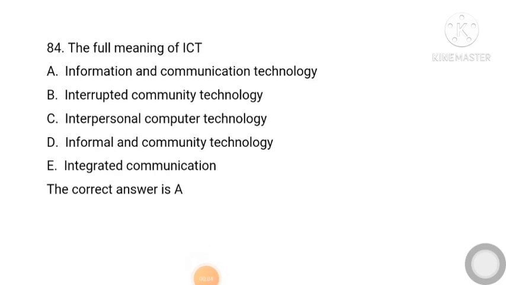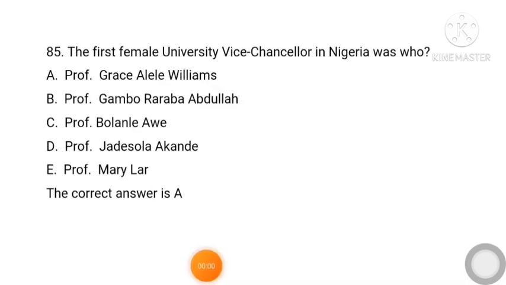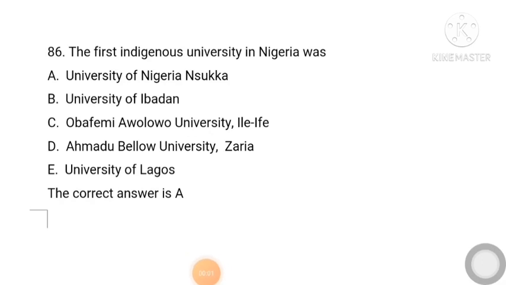84. The full meaning of ICT: information and communication technology. The correct answer is A, information and communication technology. 85. The first female university vice chancellor in Nigeria was who? Professor Grace Alele Williams. The correct answer is A, Professor Grace Alele Williams. 86. The first indigenous university in Nigeria was University of Nigeria in Nsukka. The correct answer is A, University of Nigeria in Nsukka.